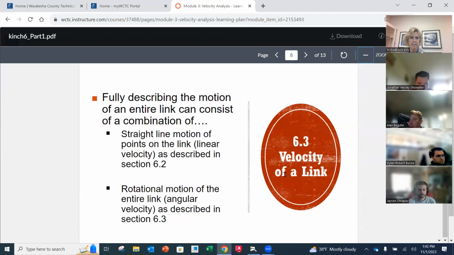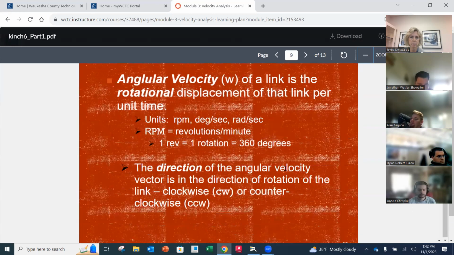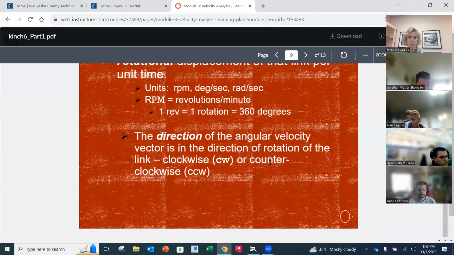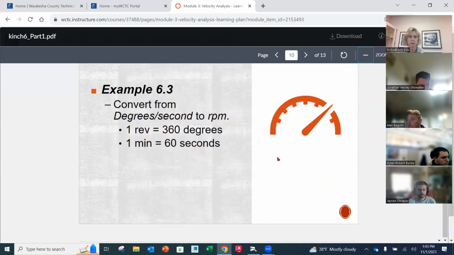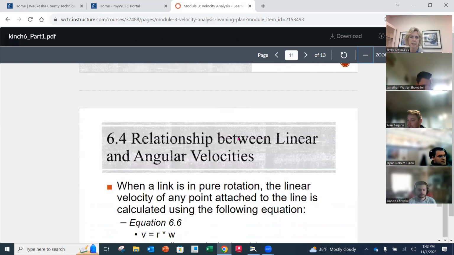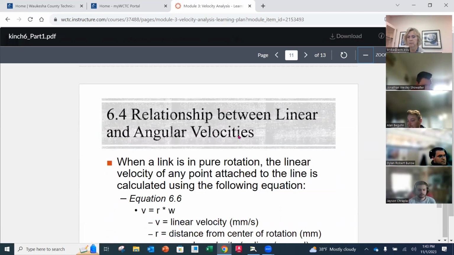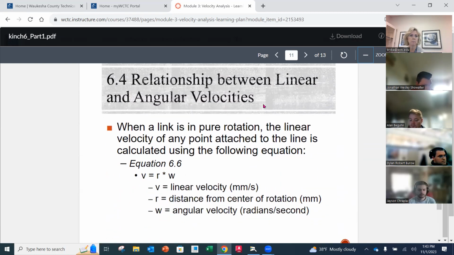We talked about velocity on a link, straight line and rotational. We talked about angular velocity W and what its units are, and then doing those conversions. Here is converting between degrees per second and RPMs. We know that there's 360 degrees in one revolution and 60 seconds in a minute. So that was an example of that. Relationship between linear and angular velocities.